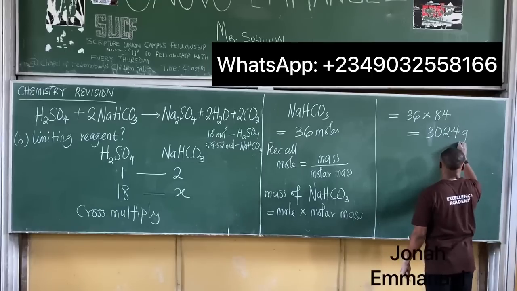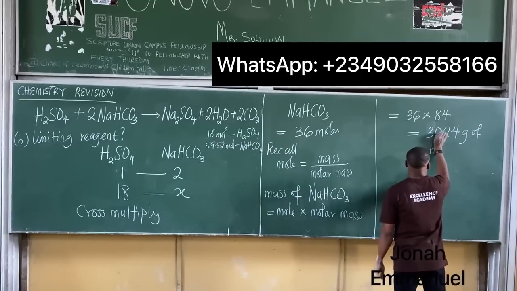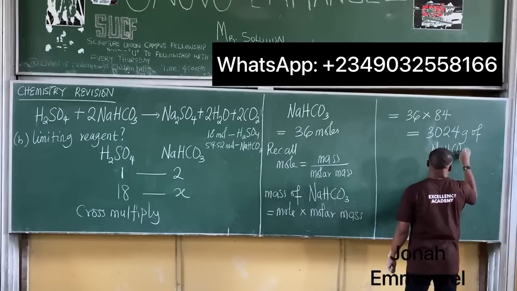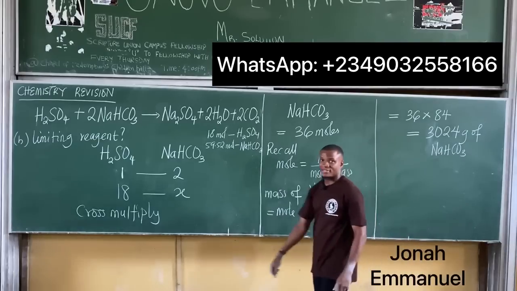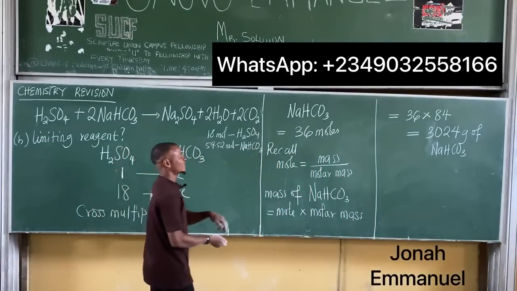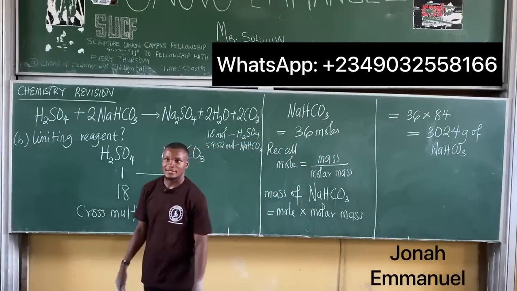3024 grams of NaHCO3. Alright, so that's it. We just simply converted the moles that we got to mass in grams. That's it.